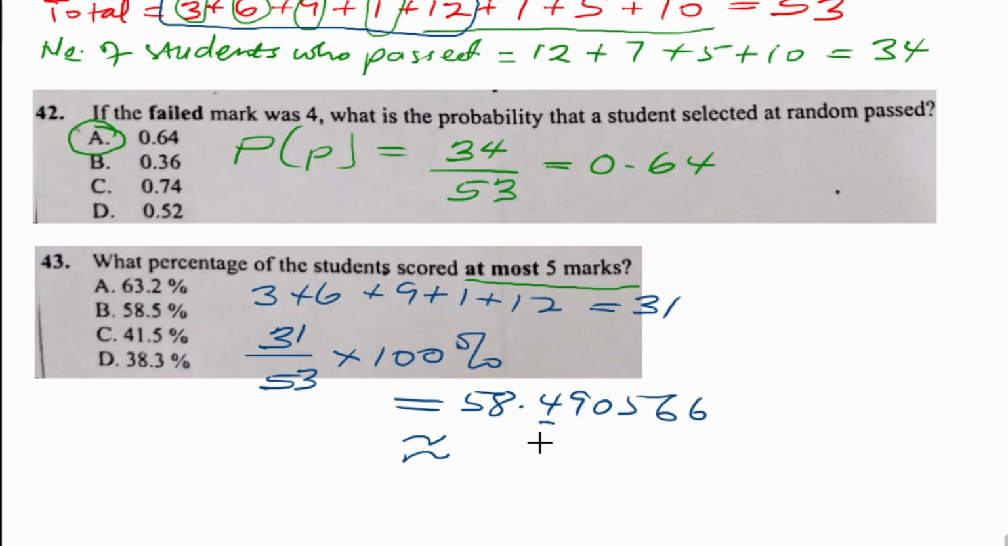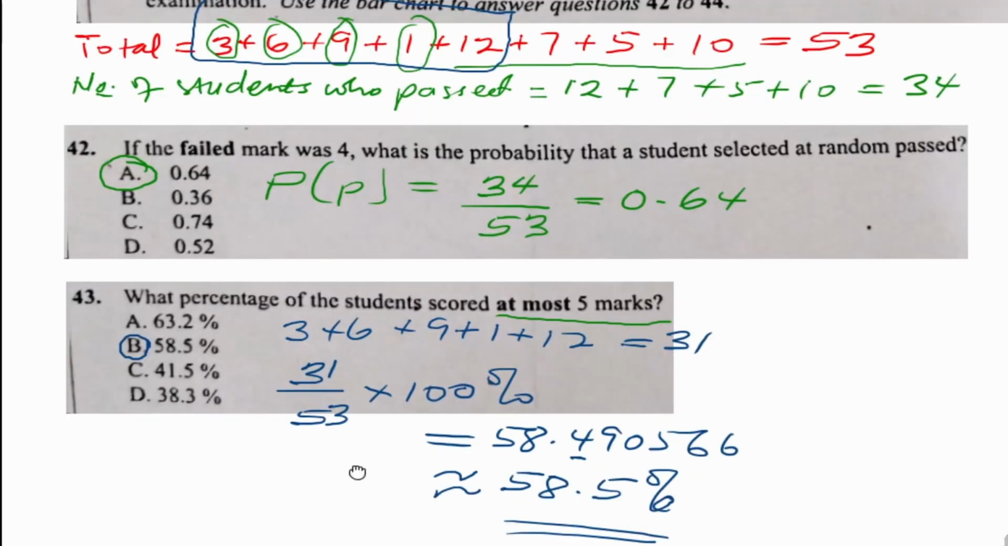And since the next number is 9, that will be approximately 58.5. You round it up since the next number is 9. And looking through the options, that is going to be option B.